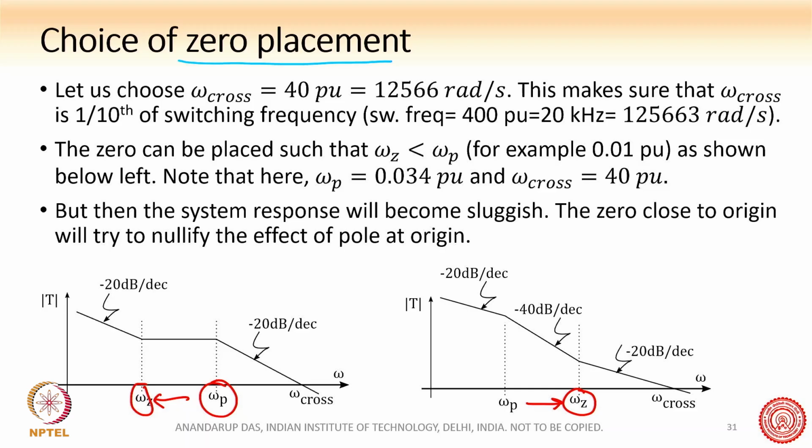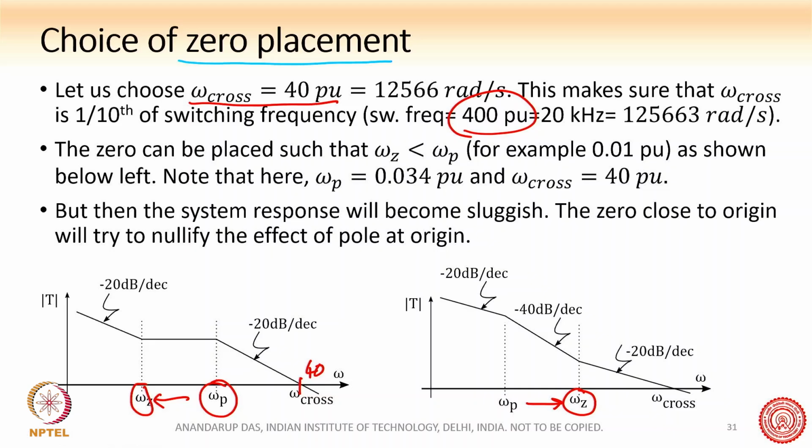So suppose I now fix omega cross as 40 per unit. So this will become 40. And why have we chosen this? Because as I told you, I want omega cross to be at least 10 times less than the switching frequency. The switching frequency is at 400 per unit. So I have chosen the omega cross of the loop gain T(s), this is the T(s) plot, to be 40 per unit, right?